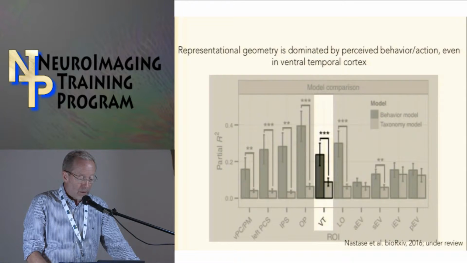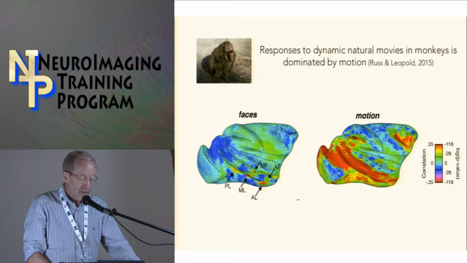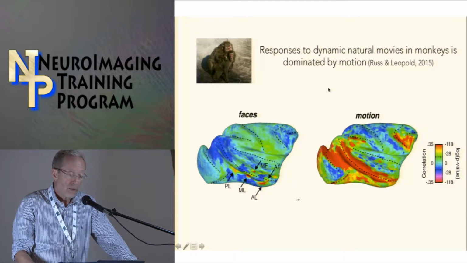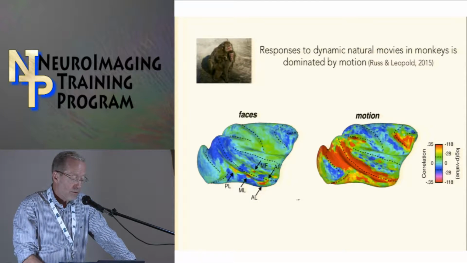Now, this is now a study of responses to dynamic natural movies that Brian Russ and David Leopold have been conducting for several years now at NIH. And so they have regressors from their movies about when there are faces in the movies and what is the amount of motion energy in the movie, and how much variance is accounted for by the presence of faces, how much variance is accounted for by motion. And you can see this is much redder. So the motion is accounting for much more variance than the presence of faces.